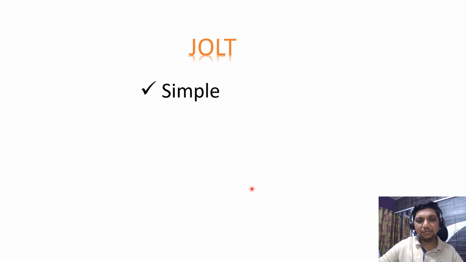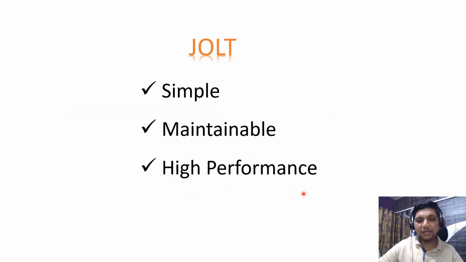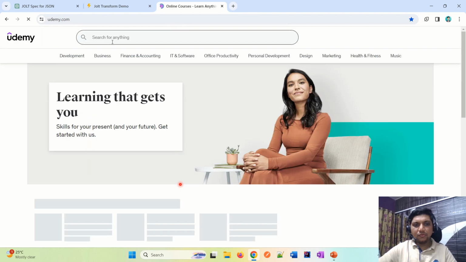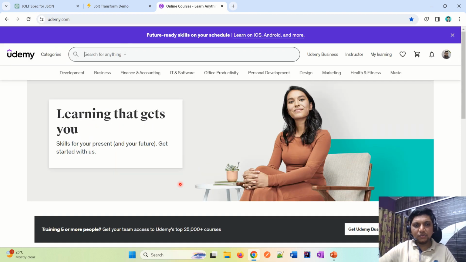So Jolt is simple, maintainable, high performance. I have observed that thousands of lines of JSON are transformed in a second. It is very scalable.